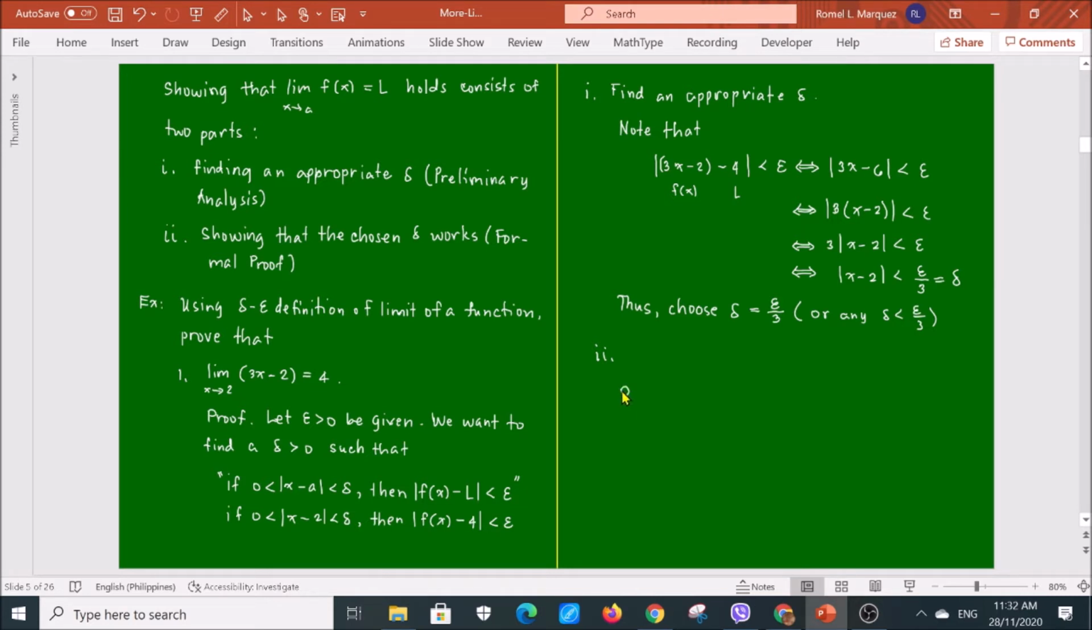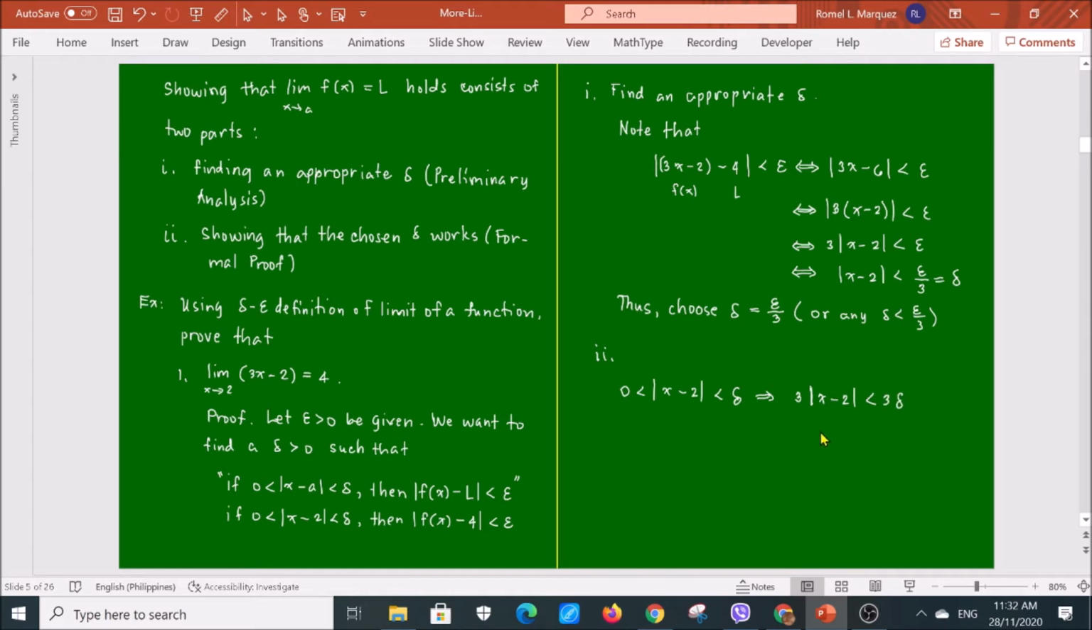So we begin with what we know. This is what we are given, the hypothesis, or the premise. We're given the premise that the absolute value of x minus 2 is between 0 and delta. Okay? That's the premise. So this implies what? I can multiply each side by 3. So if I multiply by 3, I will get 3 times the absolute value of x minus 2 is less than 3 times delta.